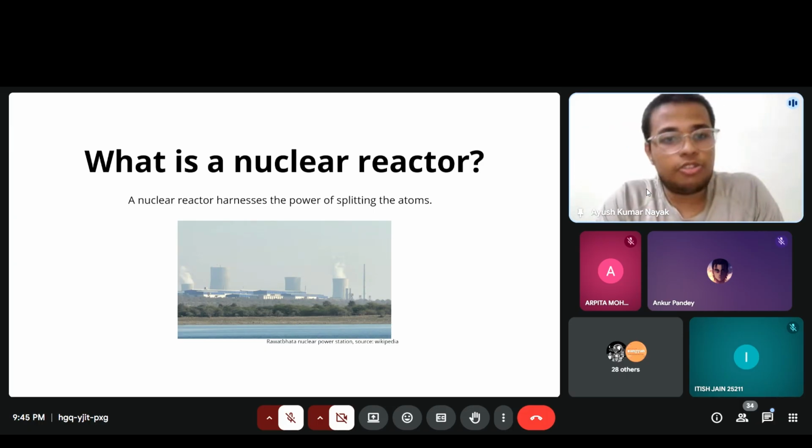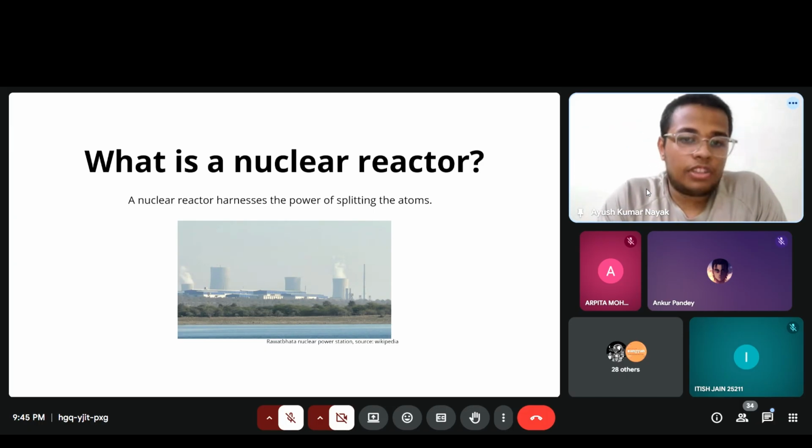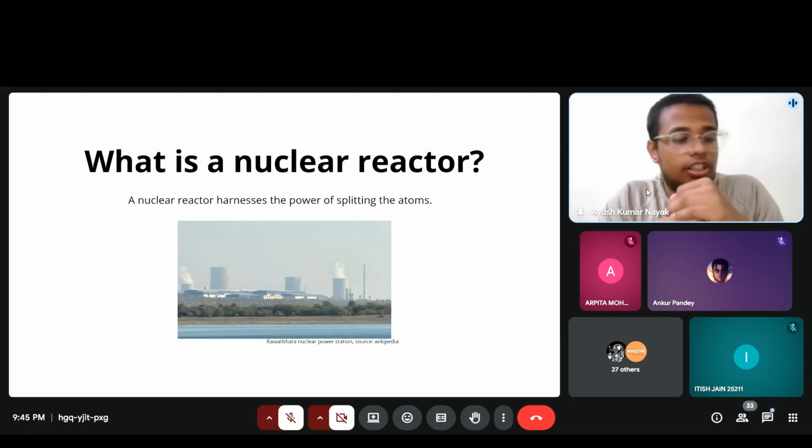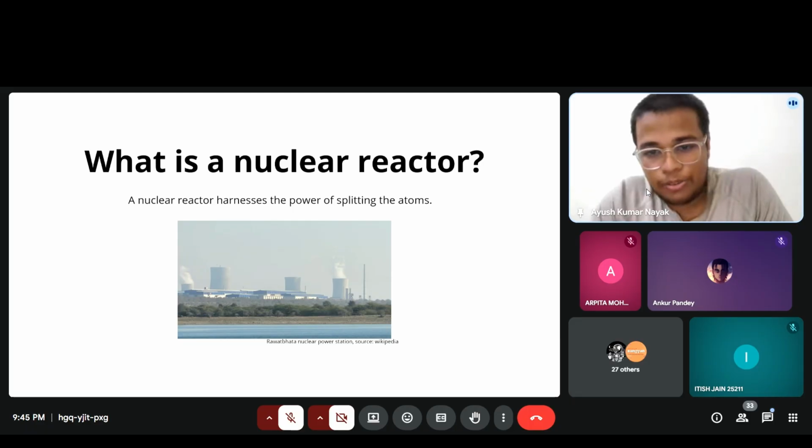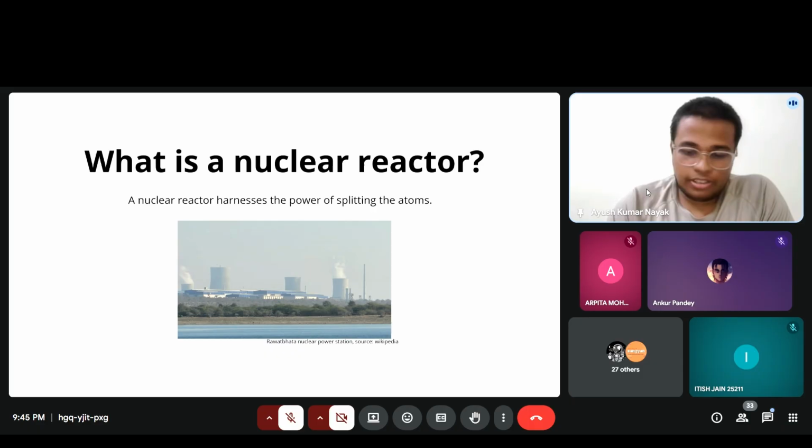In some reactors we make use of it to create isotopes for different purposes, such as treating certain types of cancer. There's an isotope called cobalt-60, which is used in the treatment of prostate cancer. The picture on the screen right now is of the Rawatbhata nuclear power station. This is in Rajasthan.